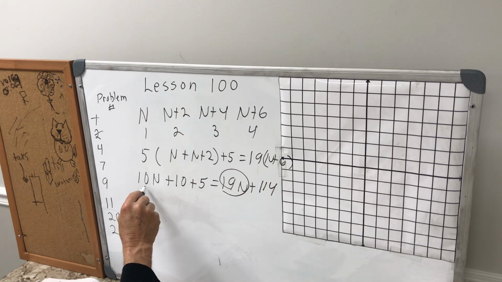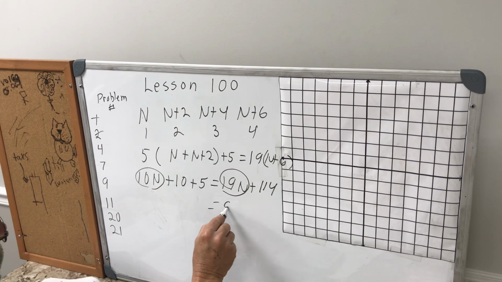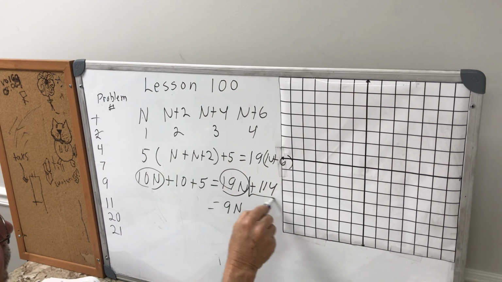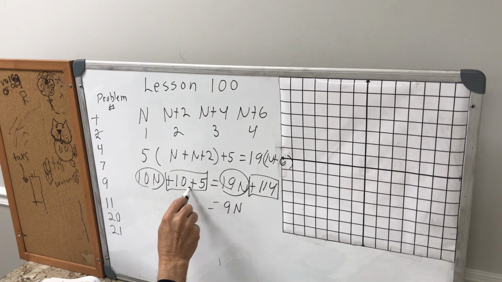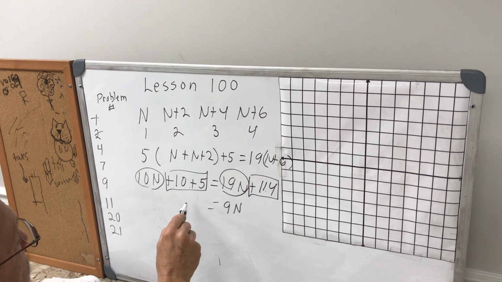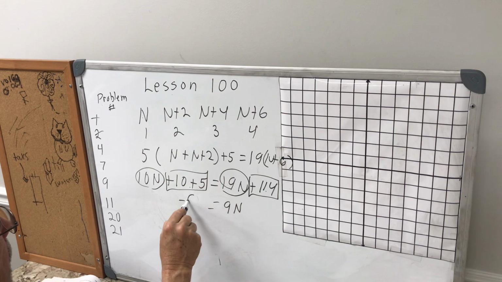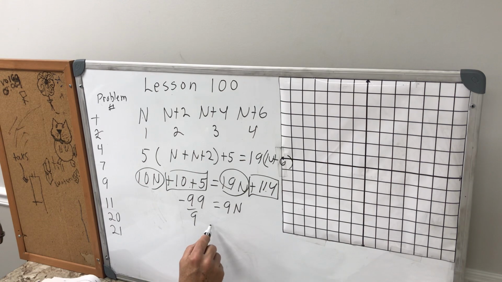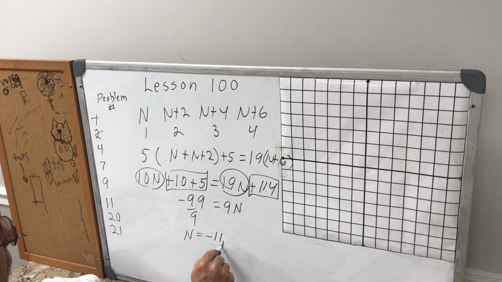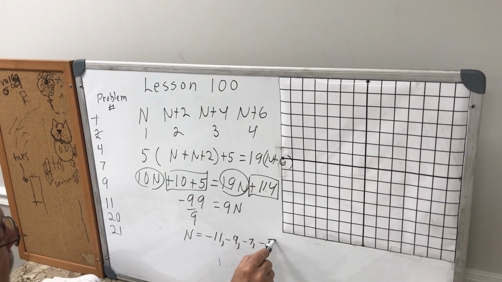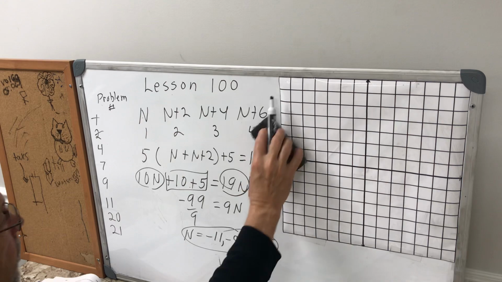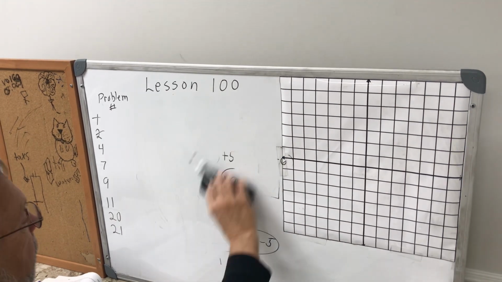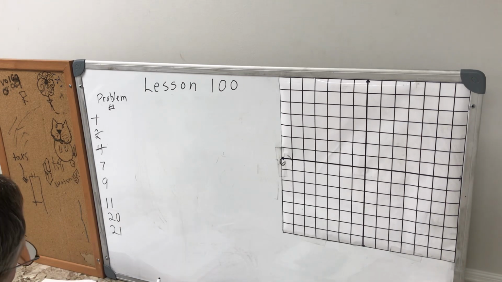Combine the n's. This looks like 9n. Now we have 15, and we put this on the other side. That would be a negative number, negative 99, divided by 9. n equals negative 11. And the 4 consecutive integers are going to be negative 11, negative 9, negative 7, and negative 5. That was number 4.